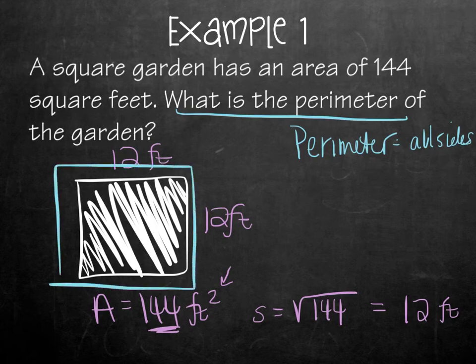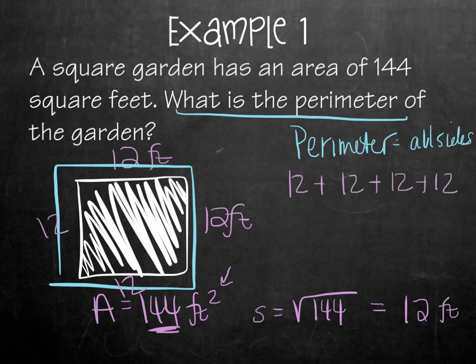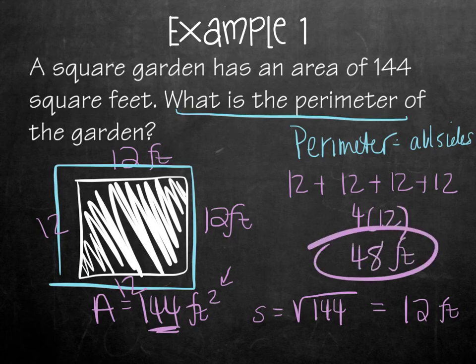Okay? Well, perimeter of a square is going to be all of its sides added up. Since a square has 4 congruent sides, we're just going to add up 12 plus 12 plus 12 plus 12, or in shorthand, 4 times 12. And what is 4 times 12? Well, it's 48 feet. So that is the perimeter of our square. So notice it took us 2 steps. We had to do our square root part first, then we could use that to find the perimeter.